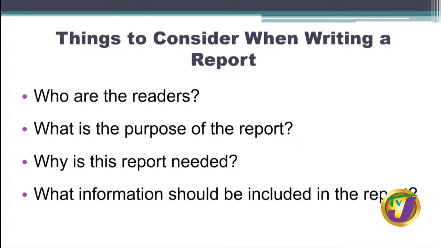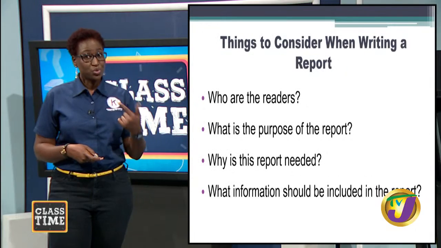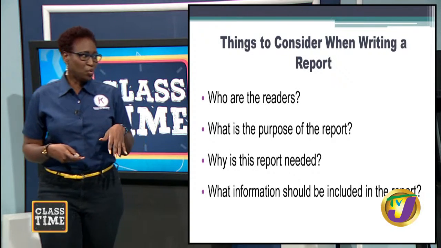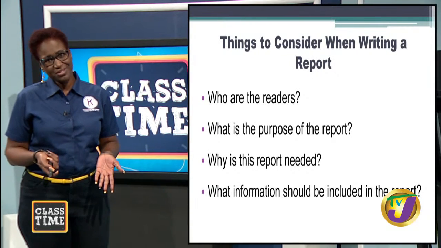Now, when you're writing a report, there are things you need to consider. You need to consider who will be reading your report. So based on who will be reading it, then you know what you need to include in it. What is the purpose of this report? Why were you asked to write it? And based on that purpose, then you know what to include in it as well. Why is the report needed? What was the reason given to you to write this report? And of course, what information should you put in there?